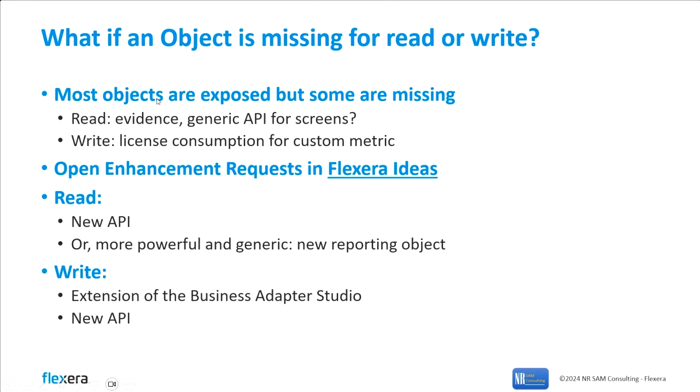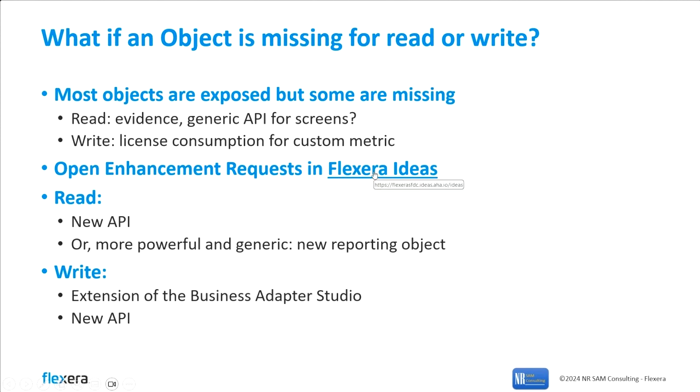If an object is missing, you can. So most objects are exposed today. So you can read everything that is in the database, but evidences, file evidence, for instance, or the screens don't exist yet. So this is a gap we have today. You can write, but there are still missing objects such as the consumption for a custom metric license.